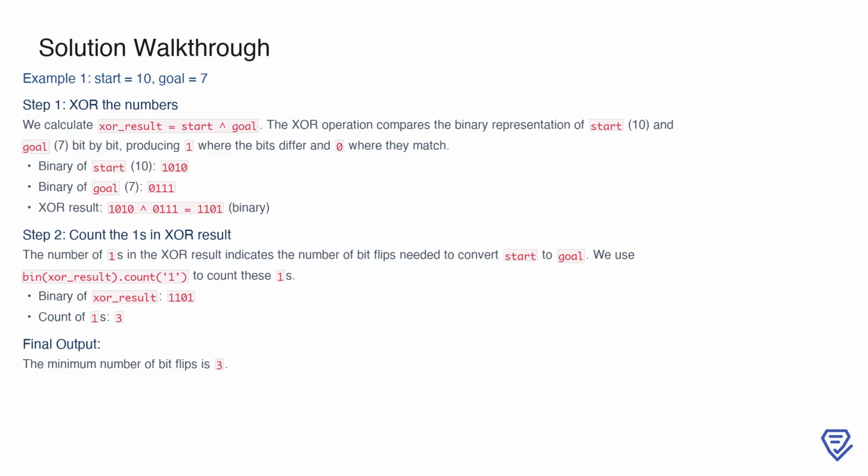Next, we count how many 1s are present in the XOR result. Each one represents a bit that needs to be flipped to convert start to goal. Using the built-in function bin(XOR_result).count('1'), we determine that there are 3 ones in the binary result 1101. Therefore, the minimum number of bit flips required is 3.